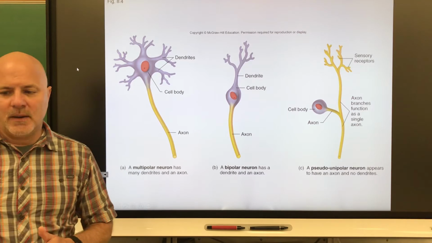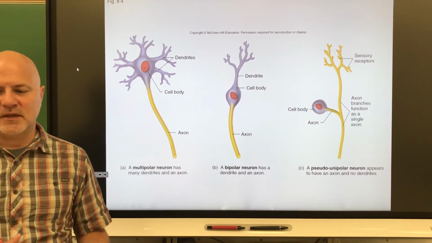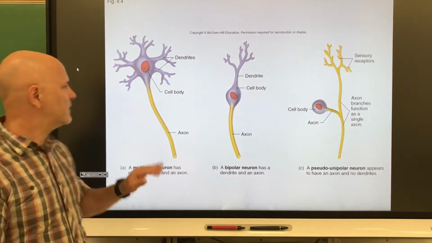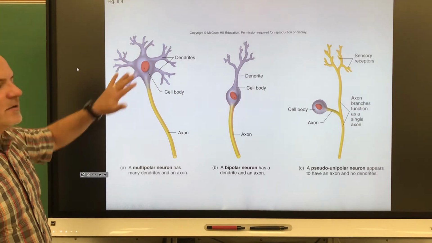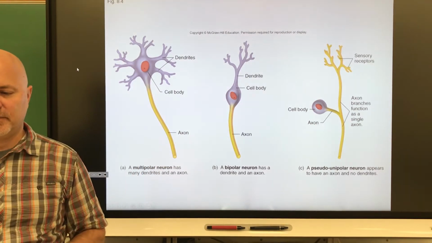Next is a motor neuron, and these are nerve cells that conduct impulses from the central nervous system to effectors. So these guys are mostly multipolar, so they look like this, and their cell bodies are within the central nervous system, so brain or spinal cord.